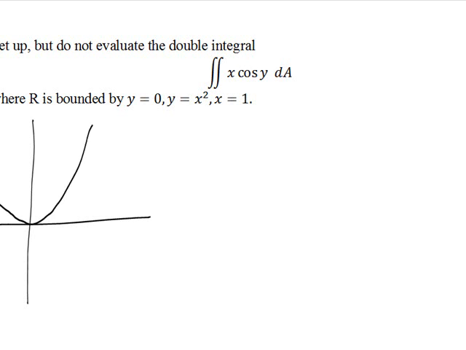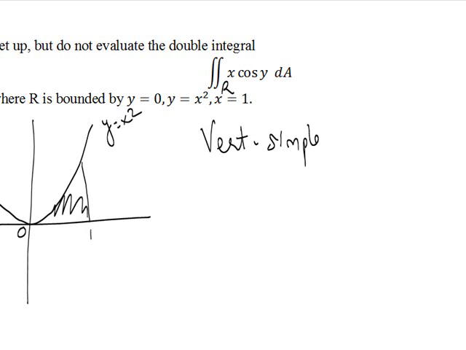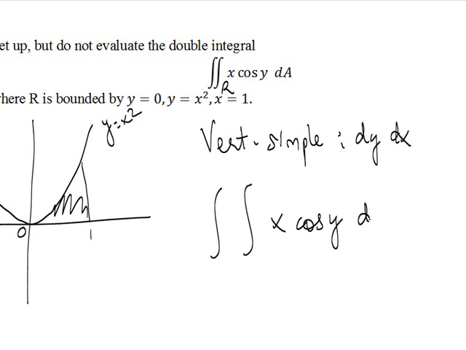y equals x squared, x from 0 to 1. So this is R. If you want it to be vertically simple, you want it to be dy dx. So the x limits are 0 to 1. The y limits will be from 0 to x squared, bottom to top. Any questions here?